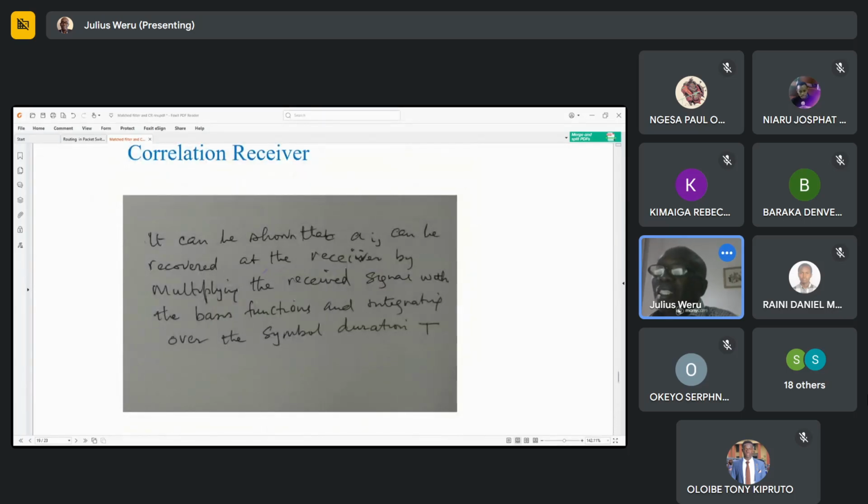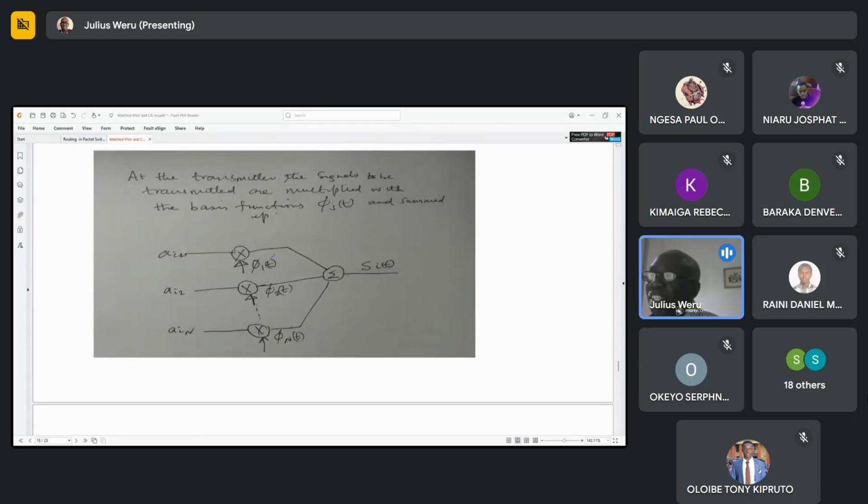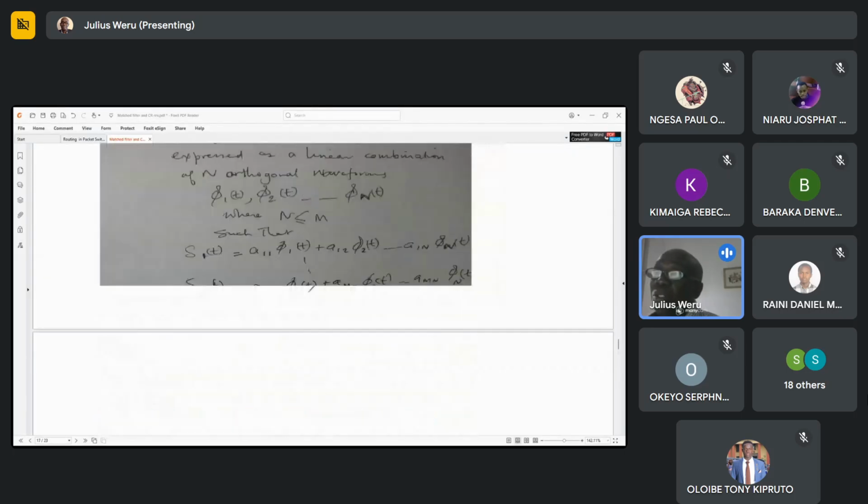And at the receiver, it can be shown that a_ij can be recovered at the receiver by multiplying the received signal with the basis functions and integrating over the symbol duration T. Yeah. So that is the basis function. The basis functions are these signals. And what you are doing is multiplying with the basis functions at the receiver. That's why this equation comes in.